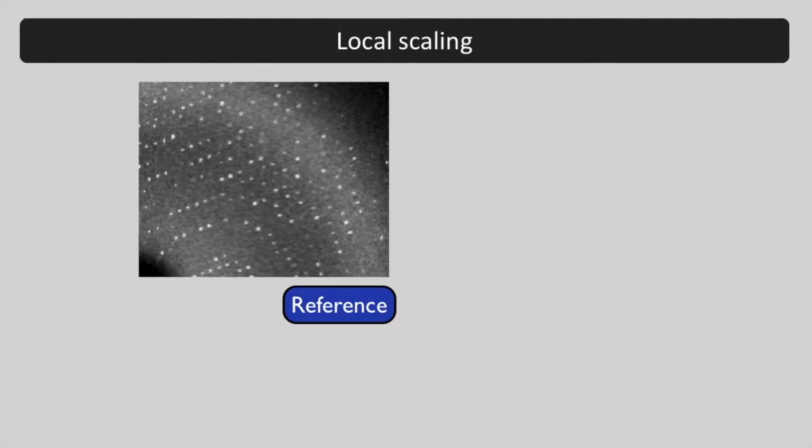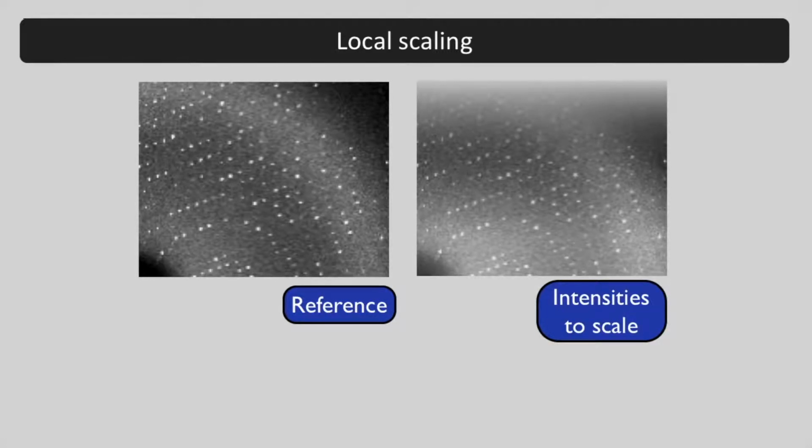Let's look at local scaling. We use the intensities from one crystal as a reference and scale the intensities of another crystal to that reference. We use a scale factor that is local so that it can take account of effects such as absorption that vary across the diffraction pattern.